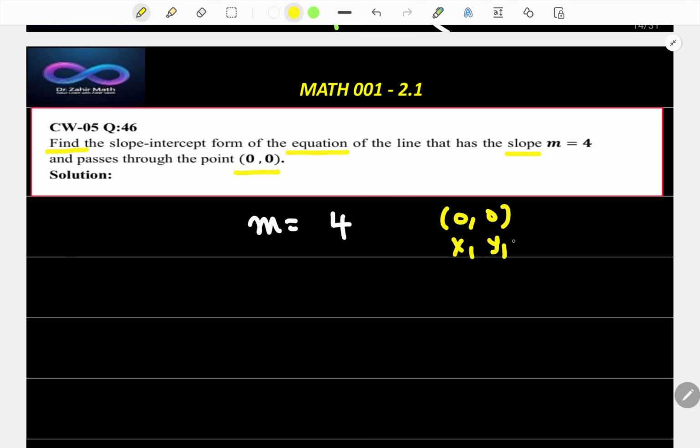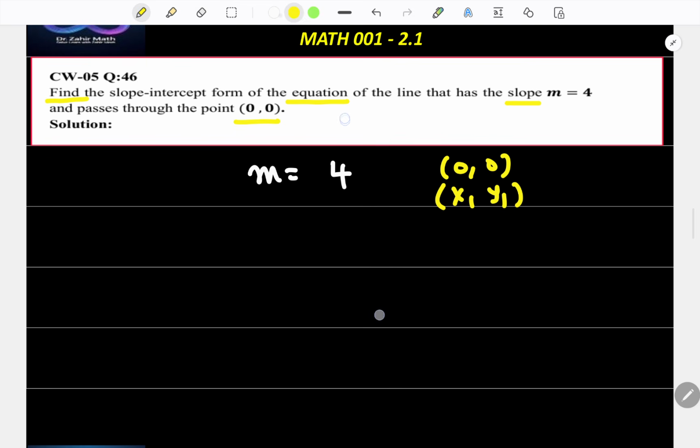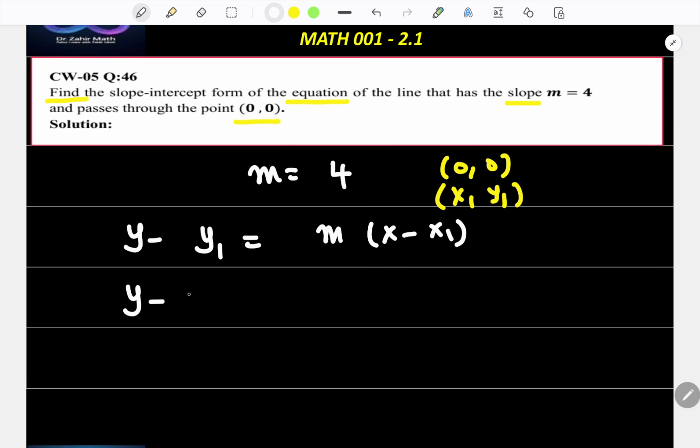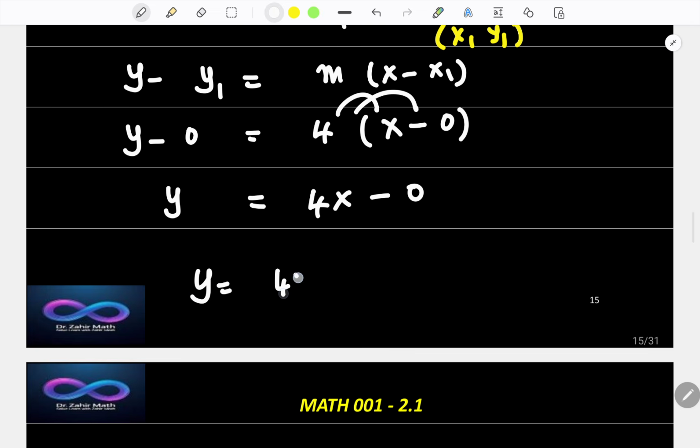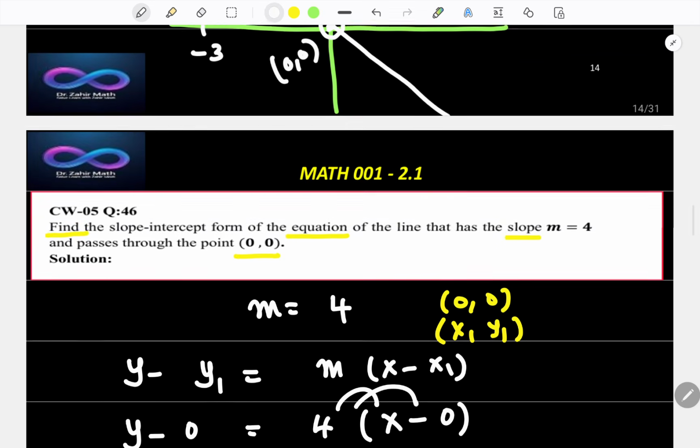This is your x1, y1, right? Yes. So what is the formula? Y minus y1 equals m times x minus x1. Y minus, what is your y1? 0. M is how much? 4. X minus x1, which is 0, right? So y minus 0 is y. 4 times x and then 4 times what? 0. So y equals what? 4x. So this is the equation, right?